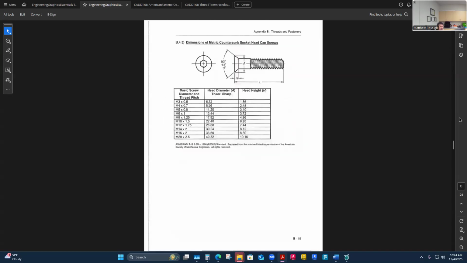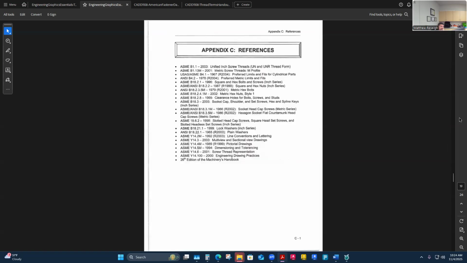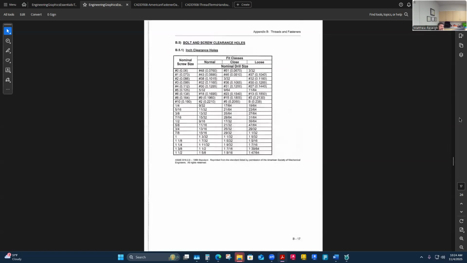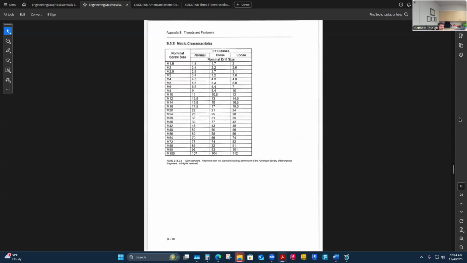It must be after all of the fastener designations. And then we get into clearance holes. Yes, so it's like page 17 is where I'm at. We have inch clearance holes and then we have metric clearance holes. And then it's right before the end of the appendix. So really it was the last 2 pages of the appendix before it goes to Appendix C, references.